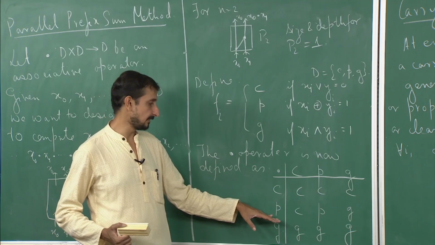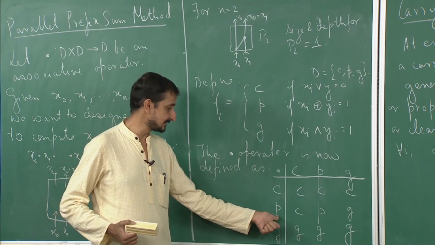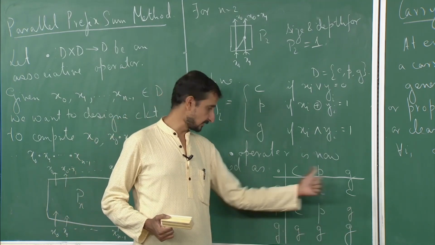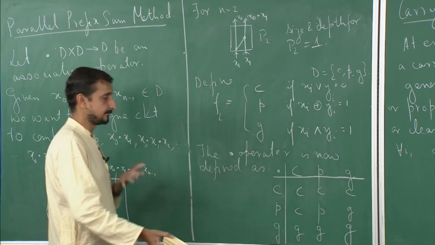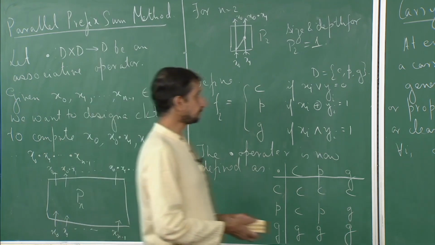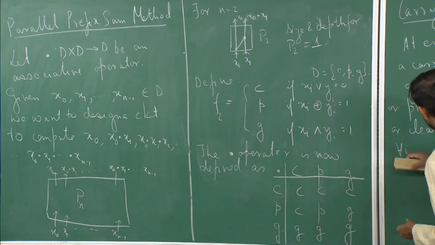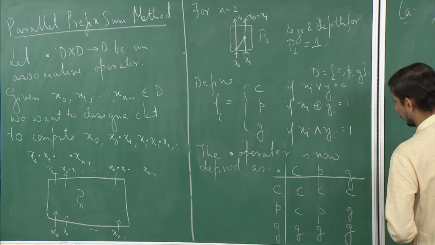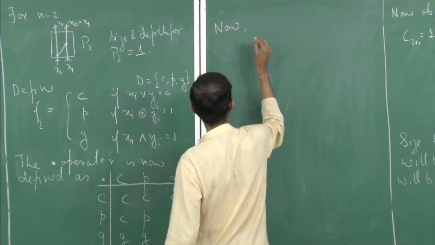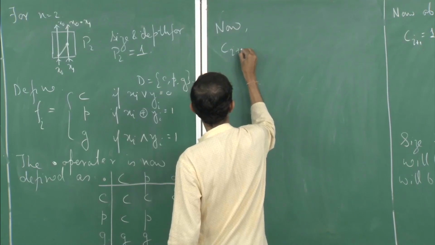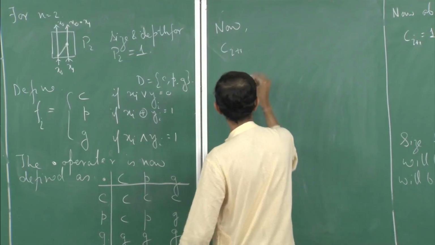Here, if my current thing is P, then I am just propagating what was earlier, and here if it is G, then I am generating the bit. Okay. So with this we can now define what our Ci will be. Now, how can I write Ci in terms of these operators?